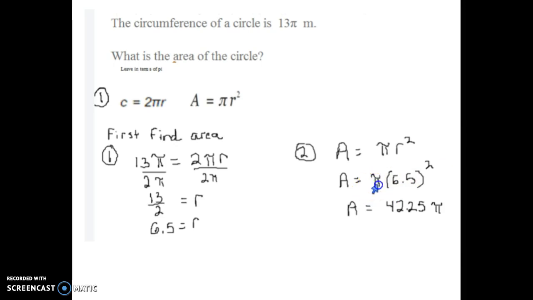Now we can plug that into our area formula. 6.5 squared times pi is 42.25 pi, and this one just said leave in terms of pi, so we're going to just leave pi rather than converting it to 3.14. Hope this helps.